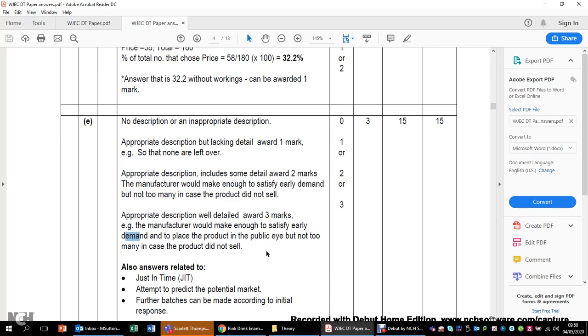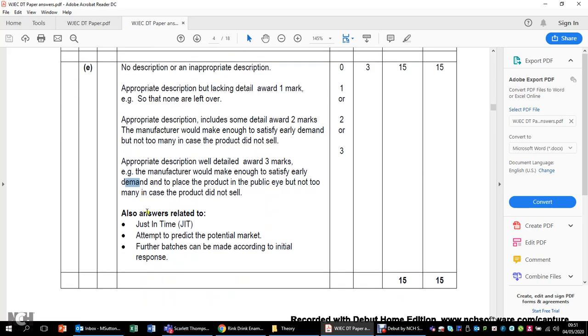So going back to mine, make enough so that there was enough for people to sample at the launch and prospective buyers to have a look at, while at the same time not having too many made just in case the product didn't sell. And that would be the 3 points.